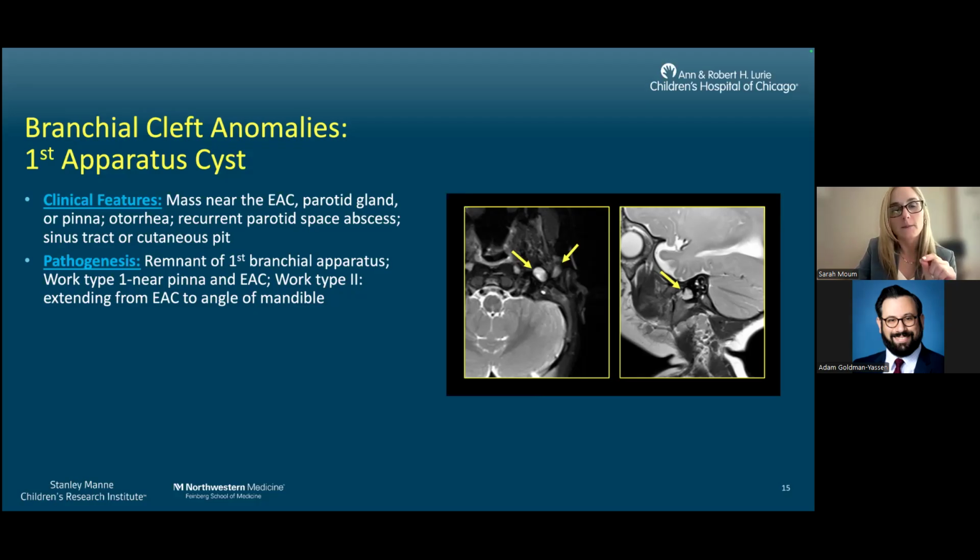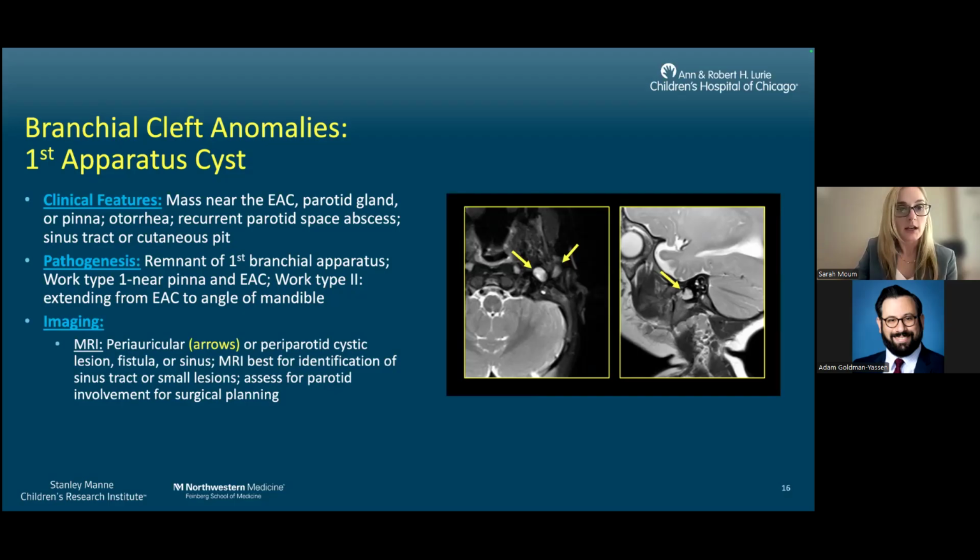Keeping that localization in mind helps pick up lesions, especially the small ones that come through in daily clinical practice. On imaging, I have some MRI images here from a 6-month-old who presented with a left cheek fistula. On MRI, we will see a periauricular, as in this case pointed to by the arrows, or a periparotid cystic lesion, or a fistulous tract, or a sinus. These lesions can be hard to identify by imaging.